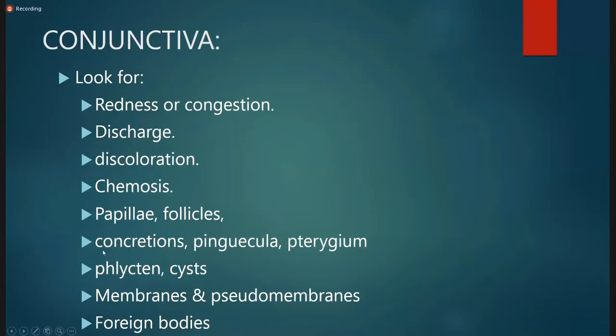These are the degenerations of the conjunctiva: concretions, calcium-like deposits, pinguecula and pterygium. I will show you the figures of pinguecula and pterygium. Phlycten, or there may be any cyst in the conjunctiva. You have to look for any membranes and pseudomembranes. These are present in severe adenoviral conjunctivitis or bacterial conjunctivitis, but the true membranes are caused by diphtheria and beta hemolytic streptococci. Foreign bodies, any foreign body in the conjunctiva.